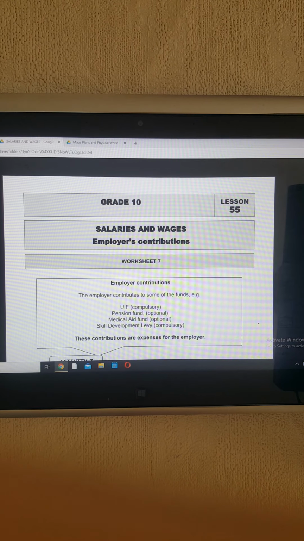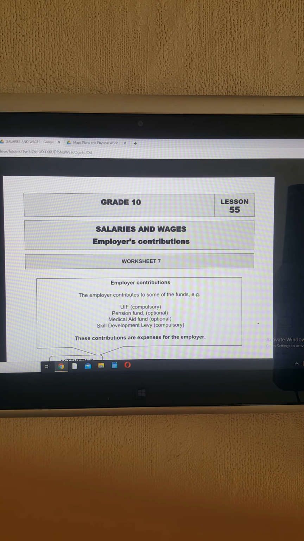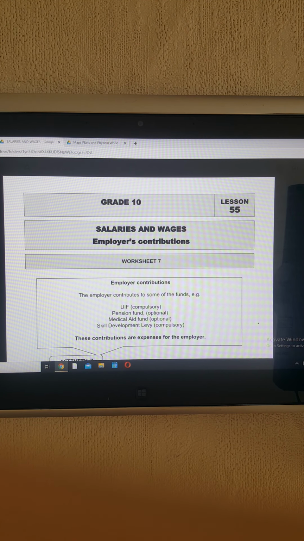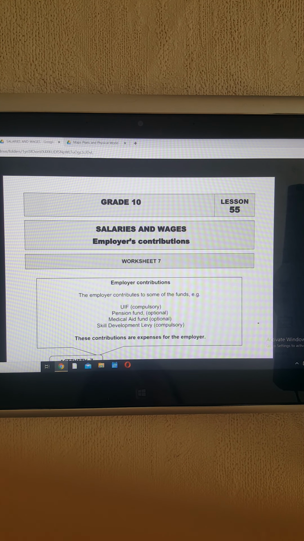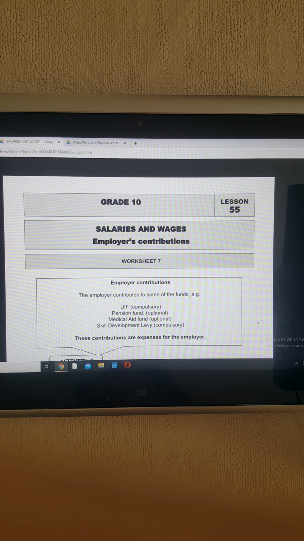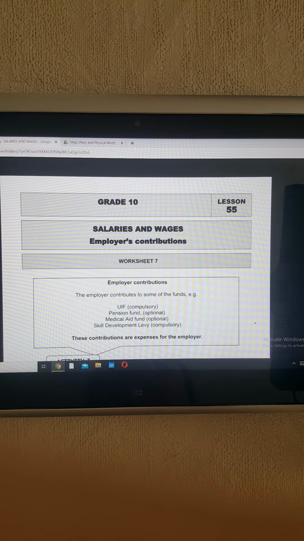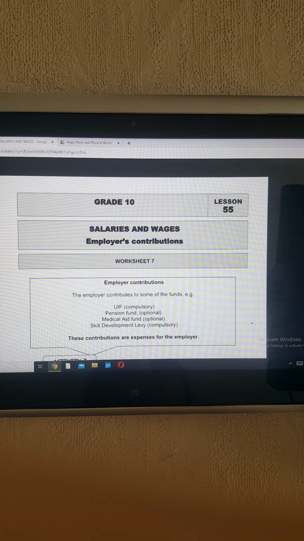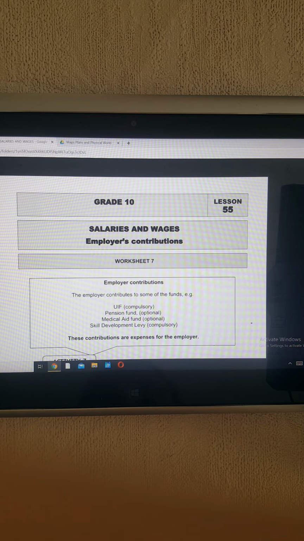Okay, now I'm still in your FET recovery notes, but I'm in lesson 55 and I'm getting on with salaries and wages. Remember we did employees' contributions, which was the deductions for UIF and the pension and the medical aid. Now we're getting on to employers' contributions, right? So it means that sometimes the employer also has to contribute.